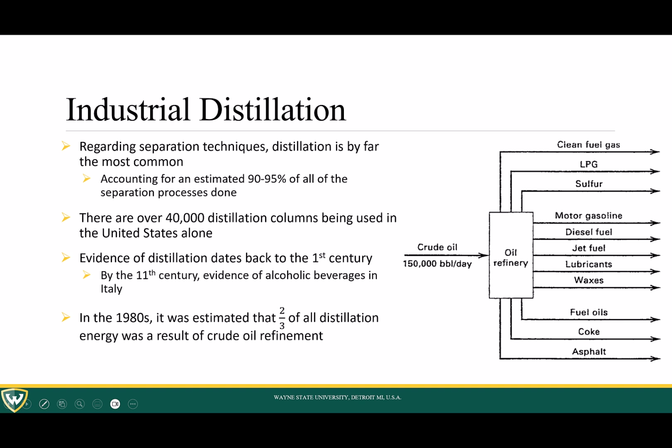In the 1980s, it was estimated that 2/3 of all distillation energy in the United States was a result of crude oil refinement. So again, if we're looking at how we get gasoline, we take crude oil, we put it into a distillation column, very simplified figure here. It's a lot more complex. And then we get clean gas, we get sulfur, diesel, waxes, and so forth. Okay.